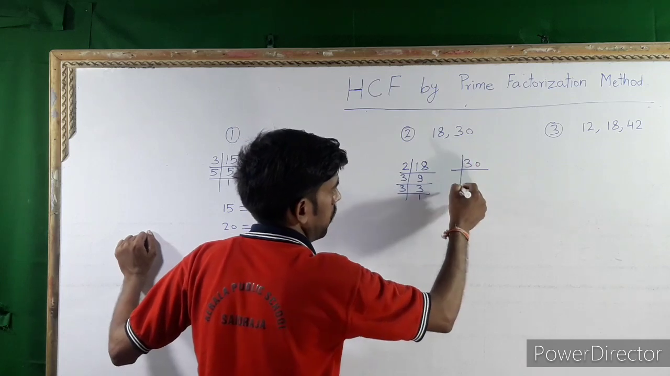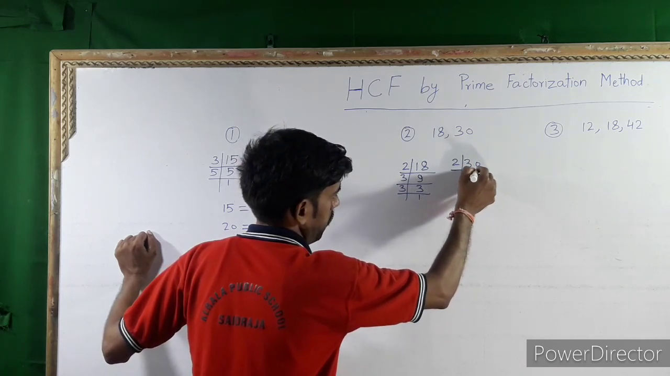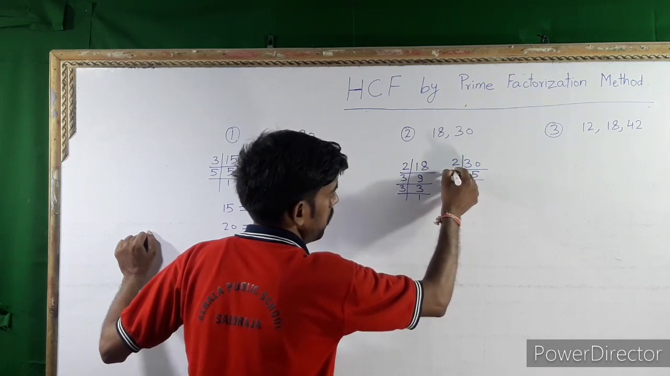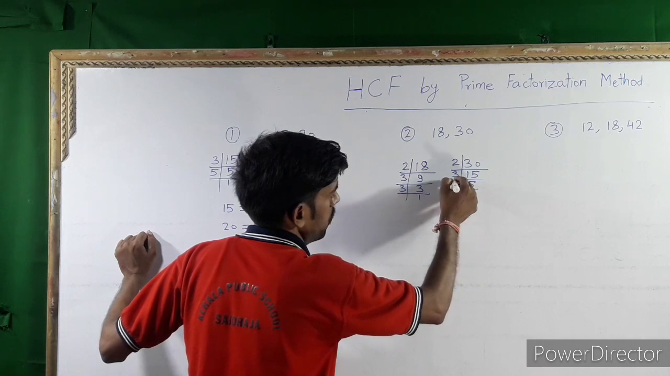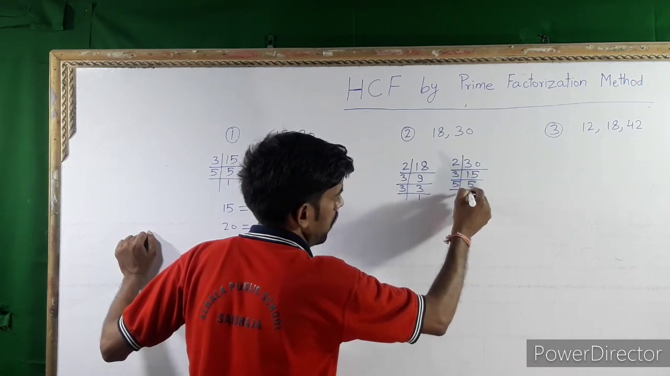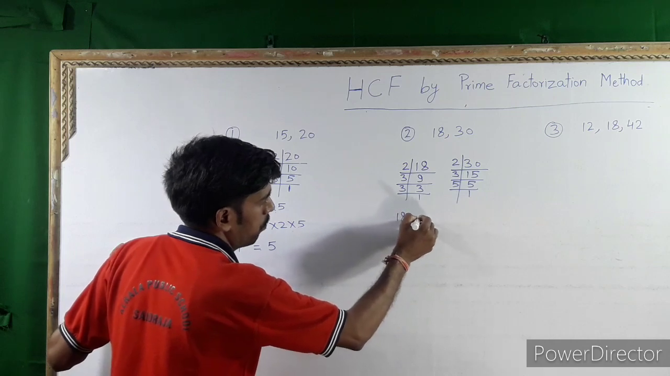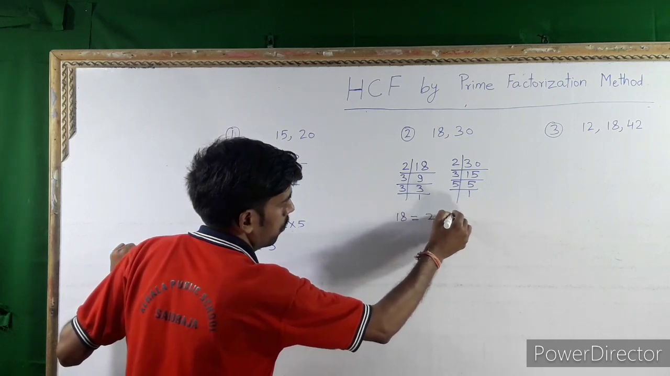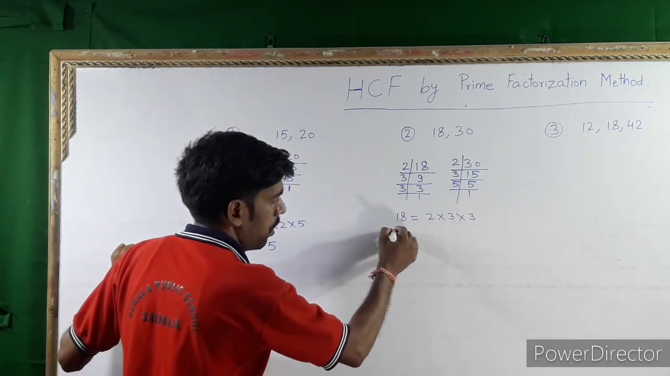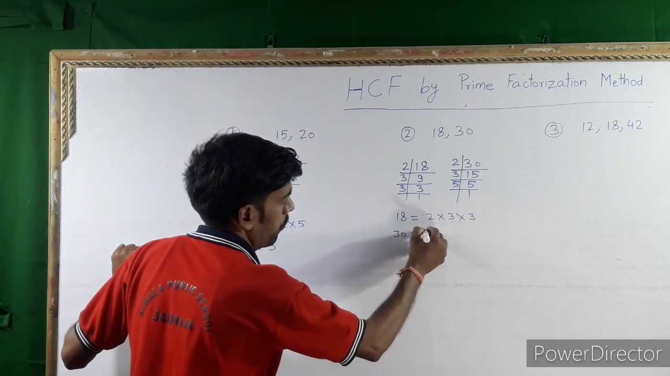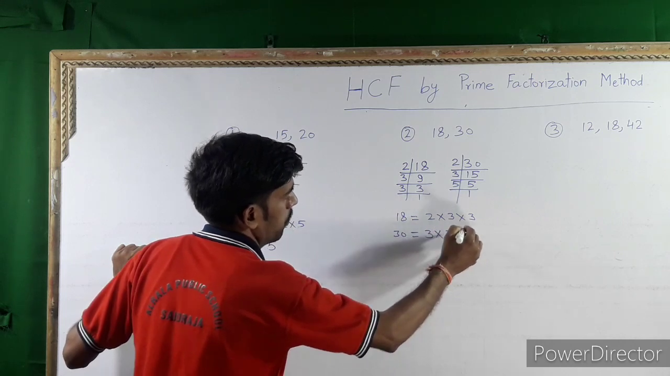Now 30 is divisible by 2, 2 15s are 30, 15 is divisible by 3, 3 5s are 15, and 5 is divisible by 5, one time. So 18 is equal to 2 into 3 into 3 and 30 is equal to 2 into 3 into 5.